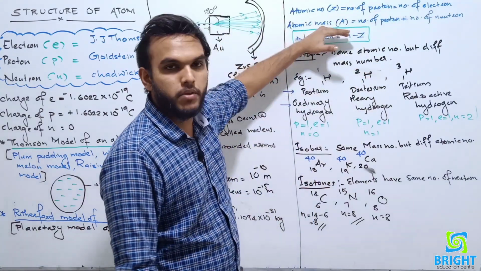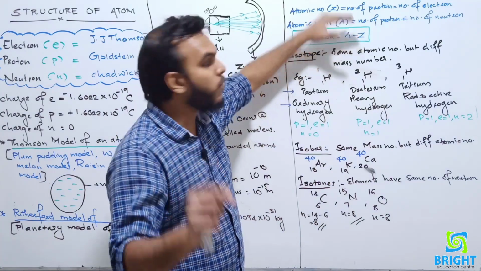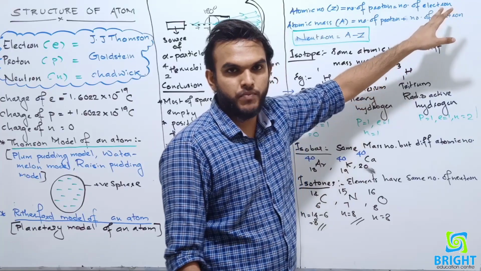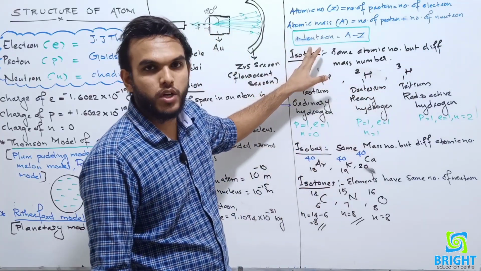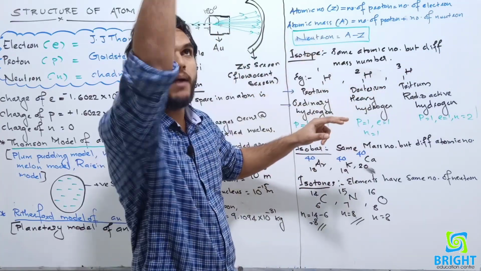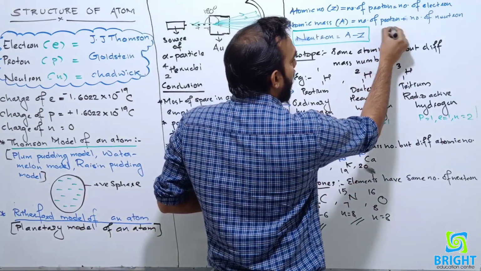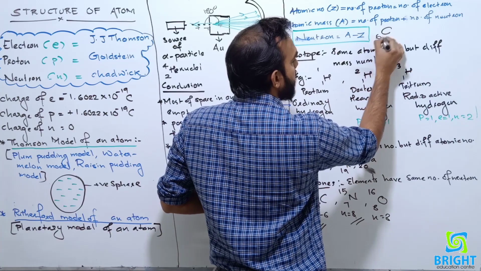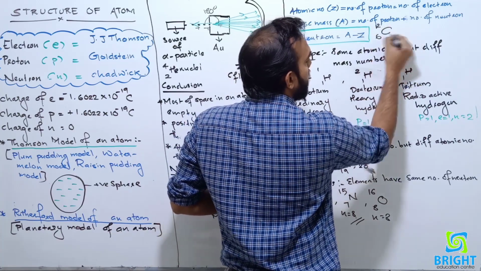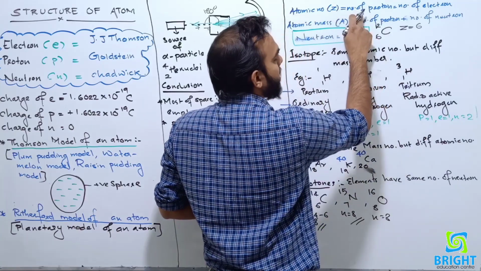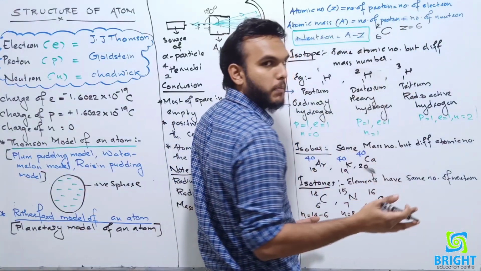Then the mass number is represented by the letter A, where A is equal to the number of protons plus the number of neutrons. So if you want to find the number of neutrons, how can you find it? Mass number minus atomic number. For example, I am taking carbon. Carbon has atomic number 6 and mass number 12. Here the atomic number Z is equal to 6, which means the protons and the electrons both will be equal to 6.